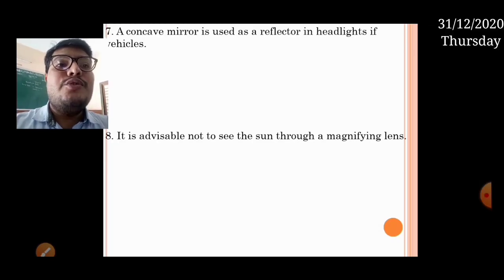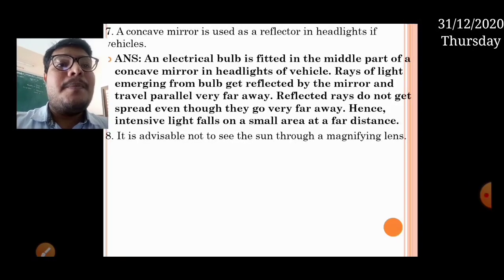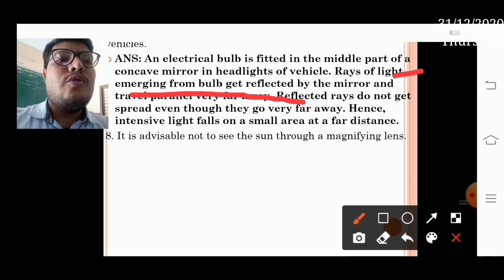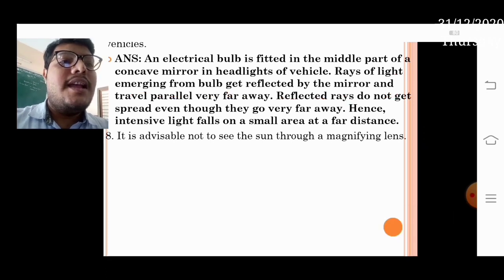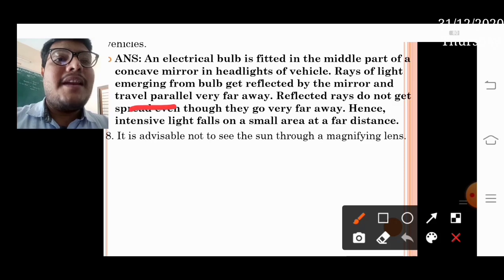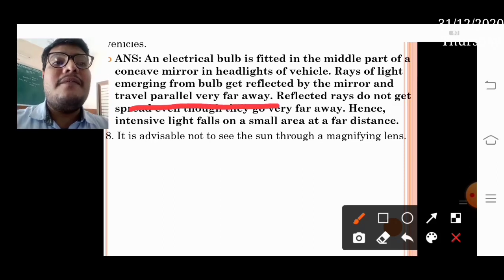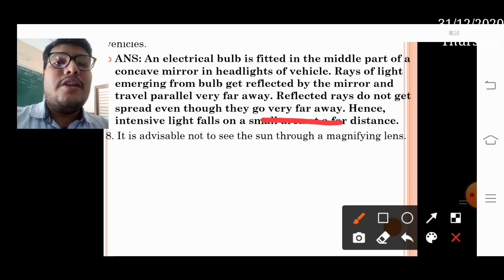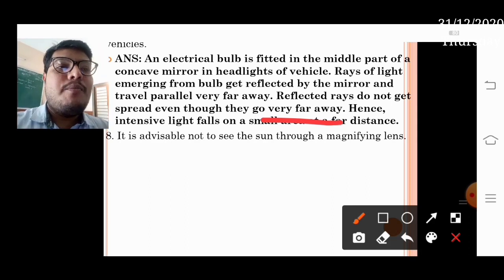A concave mirror is used as a reflector in the headlights of vehicles. See the answer here. An electric bulb is fitted in the middle part of a concave mirror in the headlights of vehicles. Rays of light emerging from the bulb get reflected by the mirror and travel parallel very far away. The reflected rays do not get spread even though we go very far away. They focus on some point.